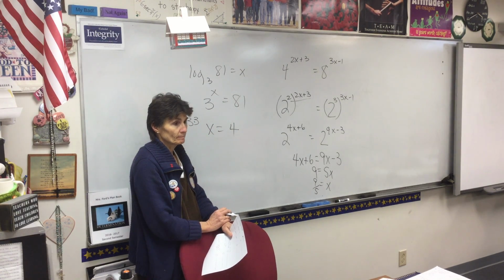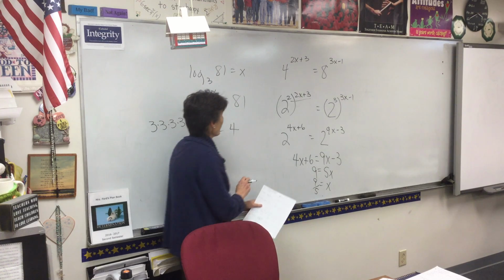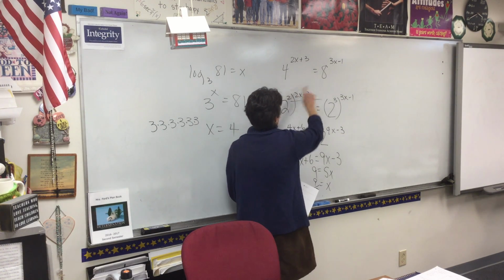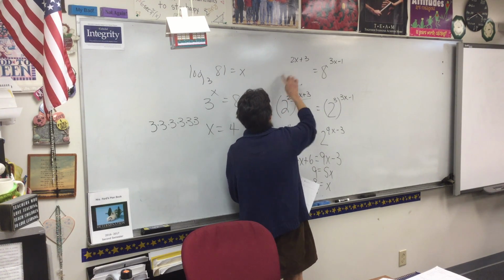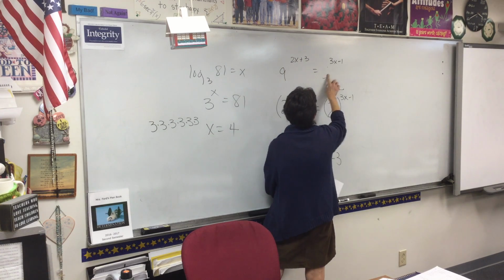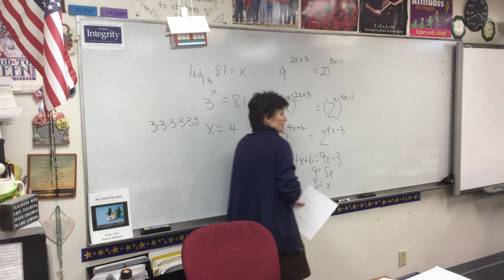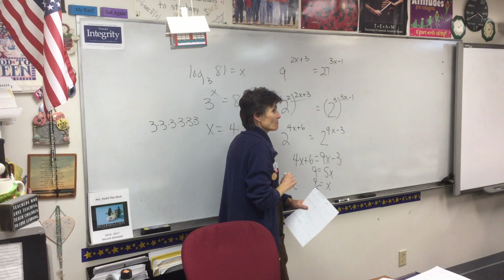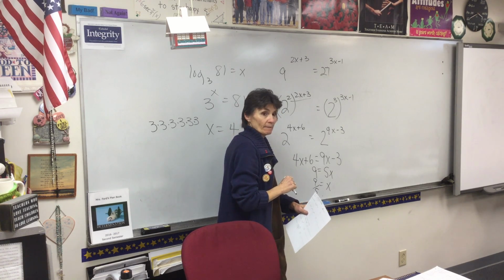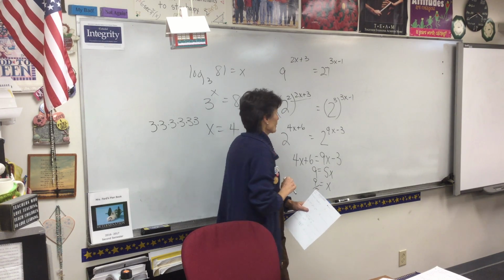All right, so 5x equals 9 and x equals 9/5. Is that okay? Now, what if the problem, instead of having a 4 and an 8, had a 9 and a 27? Then you would write them as powers of 3? Okay.